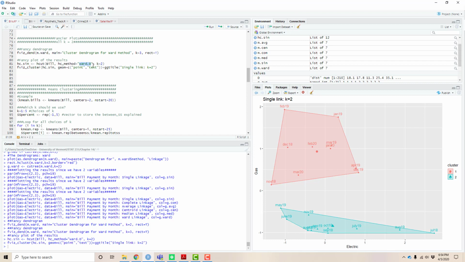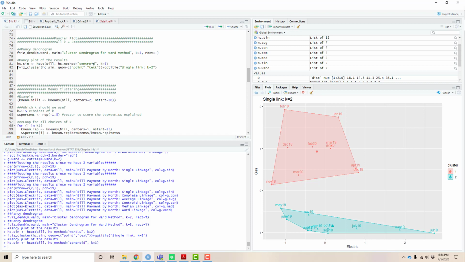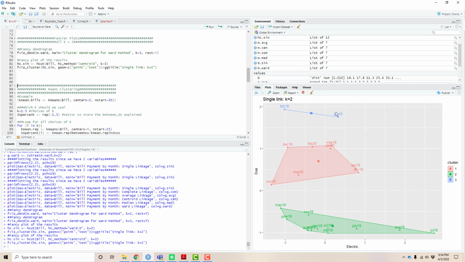We can change this then to centroid, maybe our centroid method. We said k should be equal to 3. And we can see the 2 months that it formed up here, the typical winter months down here, and then the summer months down here.